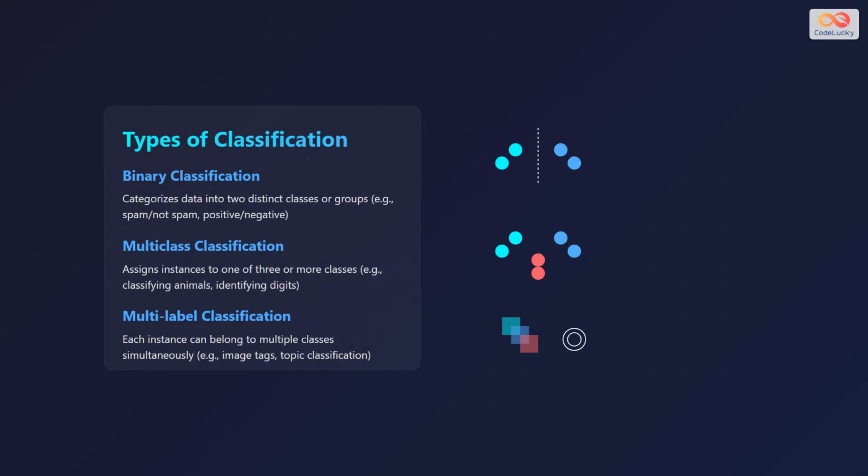Let's explore the different types of classification. First, we have binary classification, which is used to categorize data into two distinct groups like spam or not spam. Next is multiclass classification, where we assign data to one of three or more classes, such as classifying different types of animals. Lastly, we have multi-label classification, where each piece of data can belong to multiple classes at the same time, like tagging images with relevant labels.